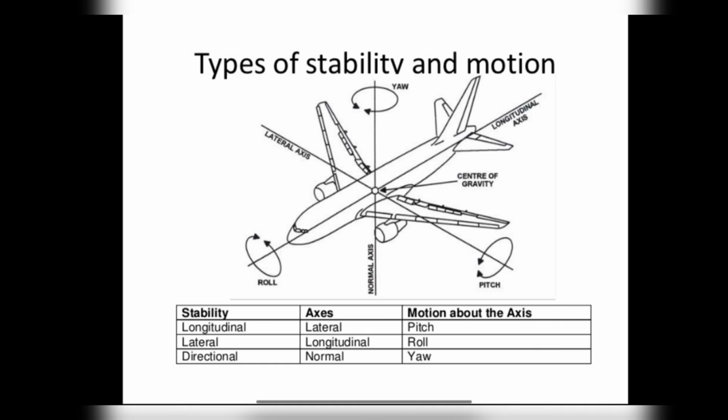And then the stability component is directional, the axis is normal and the motion about the axis is yaw, and it is definitely the rudder.